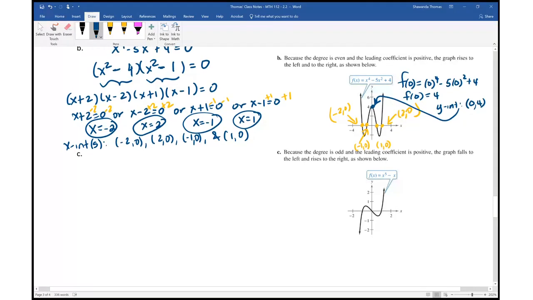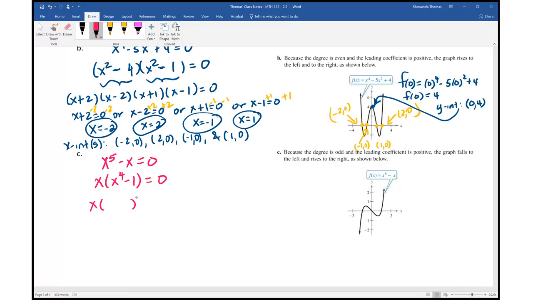All right, C, we have x to the 5th minus x equals 0. Here we have a GCF of x, so we're going to factor that out. So we have another factor of x to the 4th minus 1, which is a difference of squares. So we're going to break that down as x squared times x squared plus 1 times x squared minus 1. Now we're not done because this is also a difference of squares. So we break that down to x plus 1 and x minus 1.